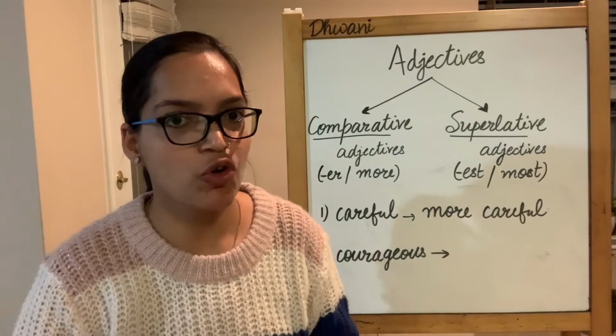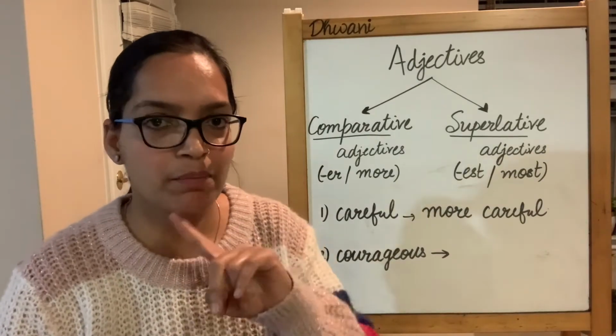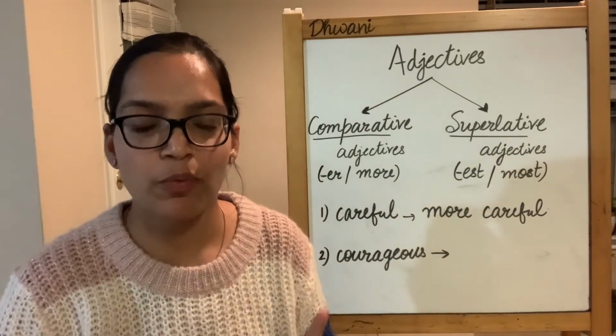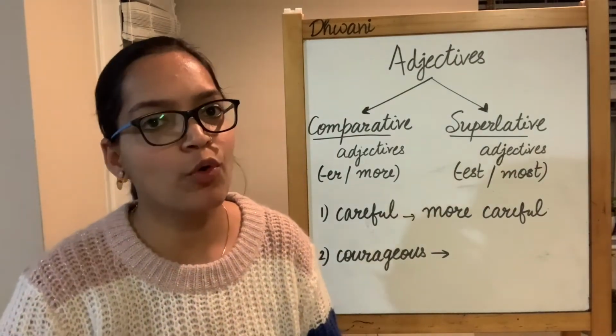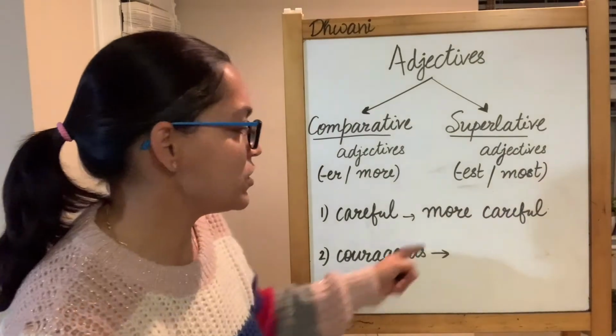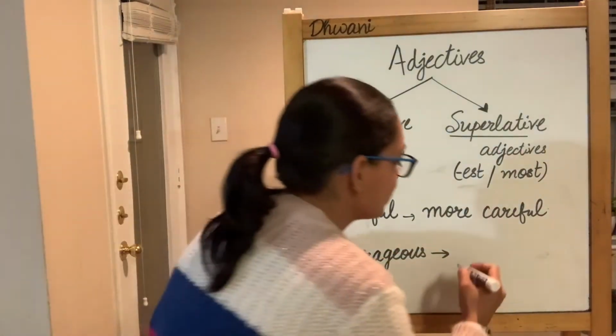I'm comparing John and David, just two people. I'm having a comparison between these two. I'm using my adjective as courageous, but it changes its form to more courageous. So courageous turns into more courageous.